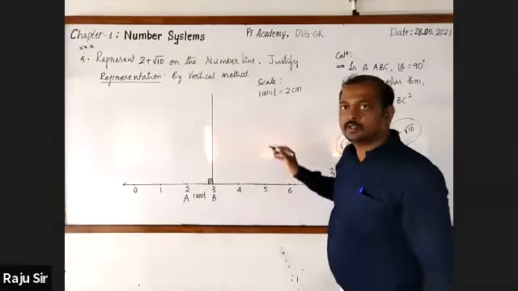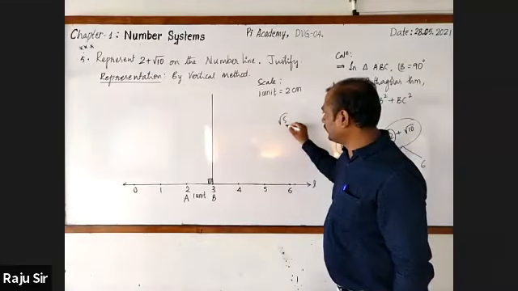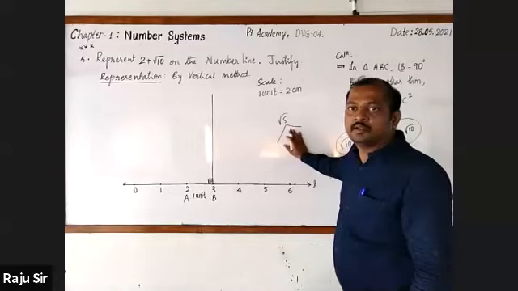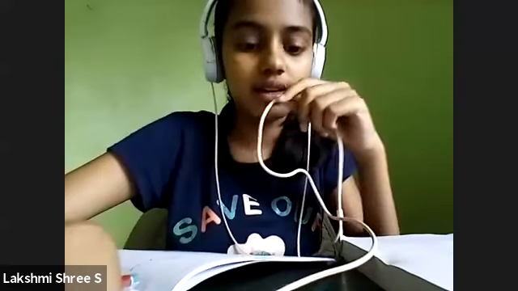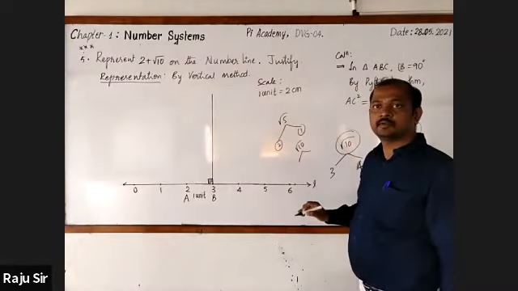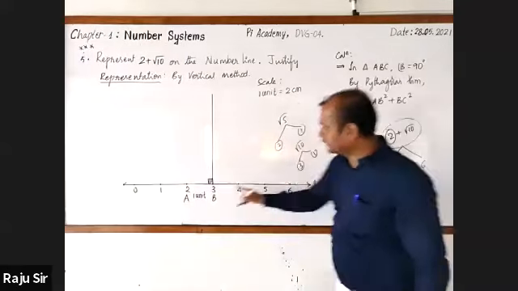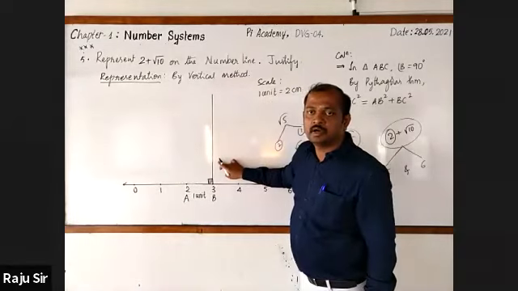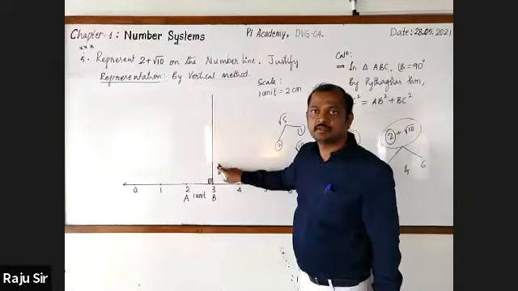Dear students, now you tell me, if it is root 5, what should be the size? 2 and 1. And if it is root 10, 3 and 1. Already 1 unit is taken on the perpendicular. How much distance? 3 units. Do you understand?